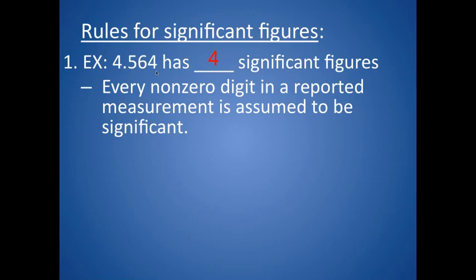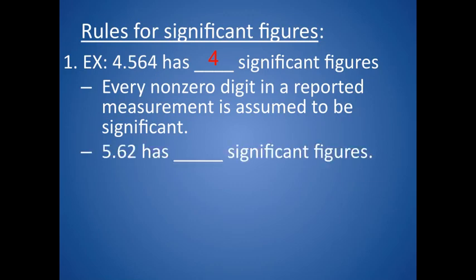Here's one more example. 5.62 has blank significant figures. Go ahead and take a guess at that. If you need to pause the video for a moment at any time to do these practice problems, go ahead and do that. 5.62 has 3 significant figures, right? Those are all non-zeros, pretty straightforward, so you count them all. Okay, first one's the easiest.